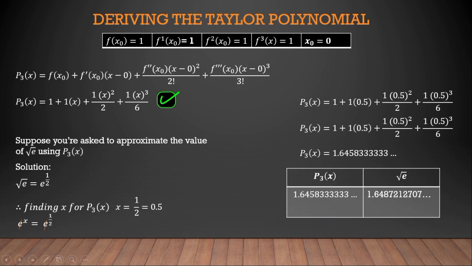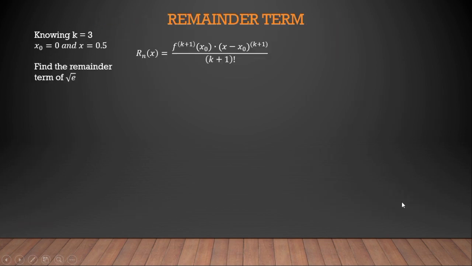But before we do that, here's a comparison where P3 of x is equal to 1.64583333, and the square root of e is equal to 1.68. So we see these two are very, very close when it comes to their values. Okay. So let's look at the remainder term, right?